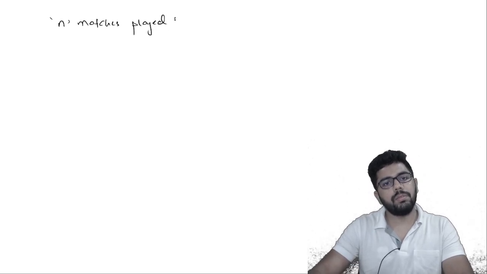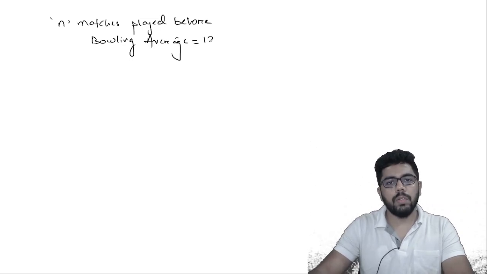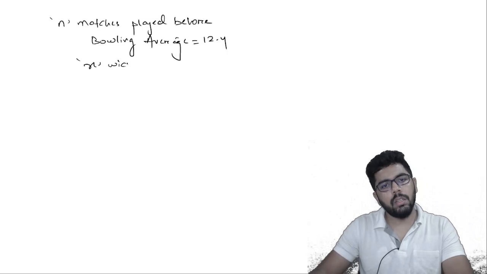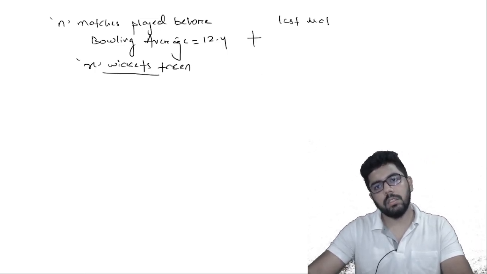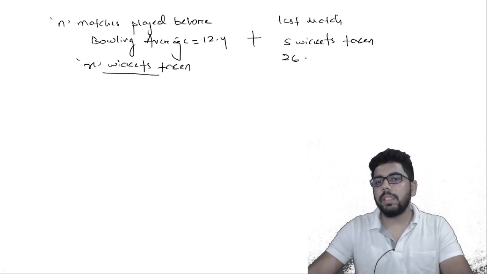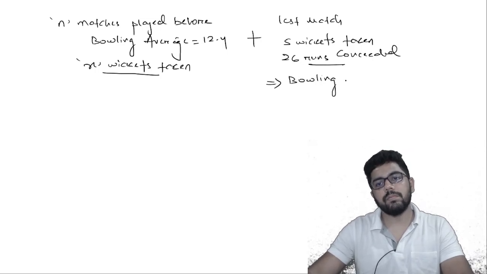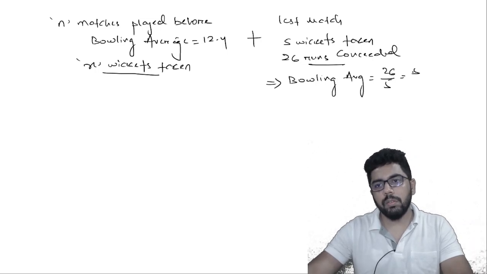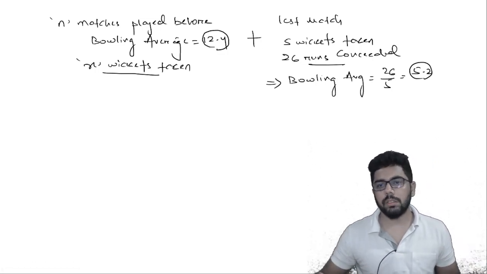So let us put it into data form here. Let us say there were n matches played before. So here the bowling average was 12.4, and let us say x wickets taken. Then we had a last match where 5 wickets were taken and 26 runs conceded. This implies the last match bowling average was 26 runs by 5, which is 5.2. So amazing performance. Usual performance was 12.4, but in the last match he took 5 wickets just conceding 26 runs. So the bowling average is 5.2.